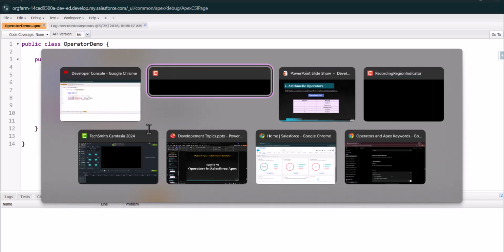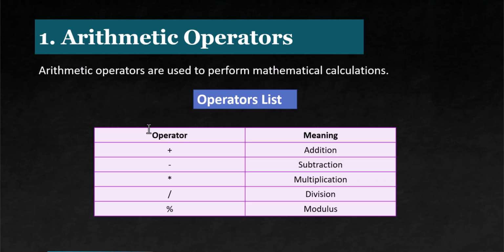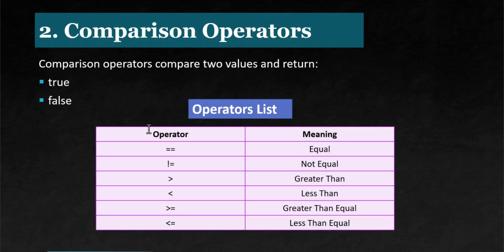Now let's understand another type of operators in Apex. After that, we have the comparison operator. The comparison operators compare two values and return either true or false. And here we have the different types of operator.